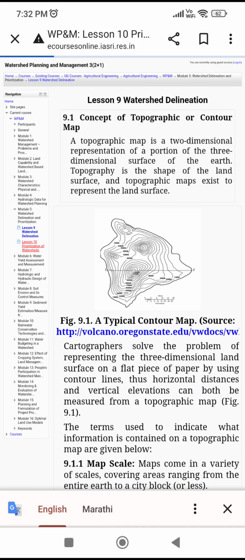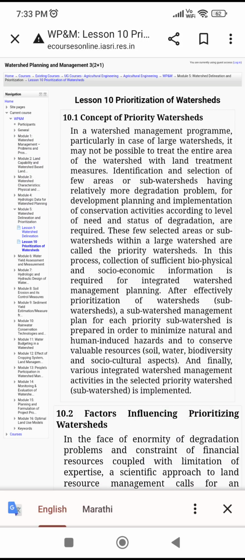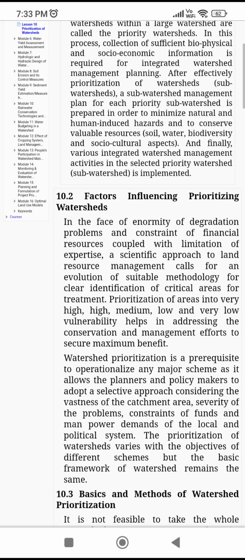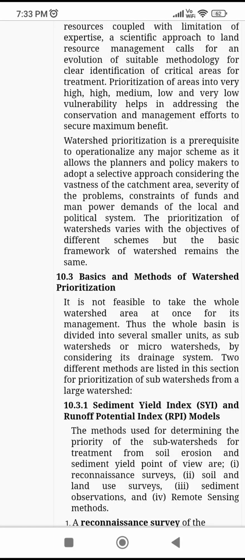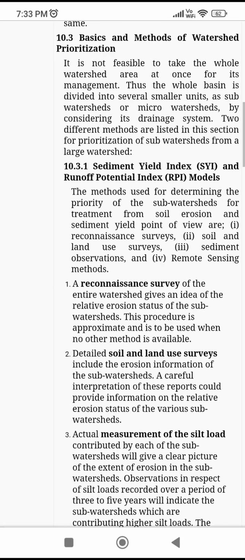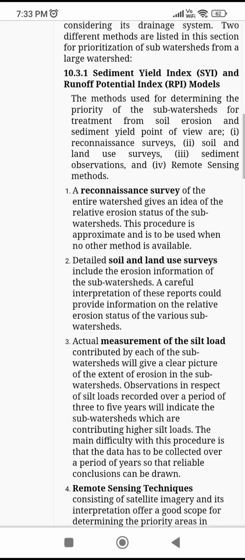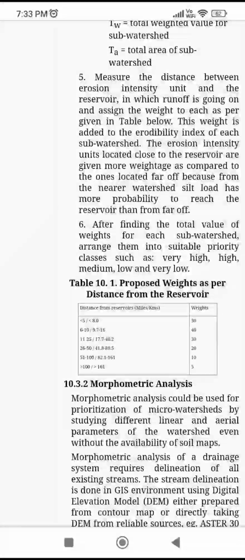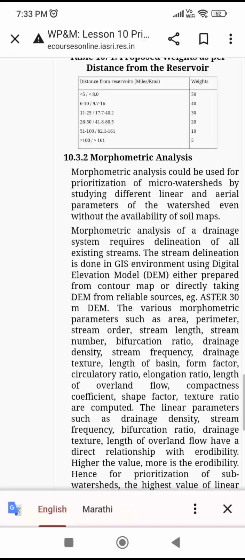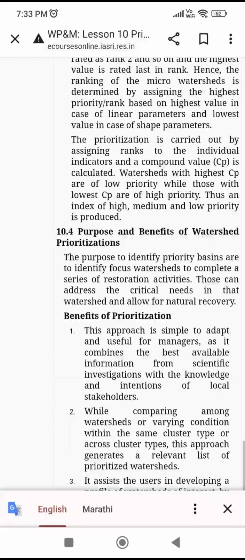Then what is meant by prioritization? So what are the factors influencing prioritization? Sediment yield index, SYI. This is also not that much important topic.